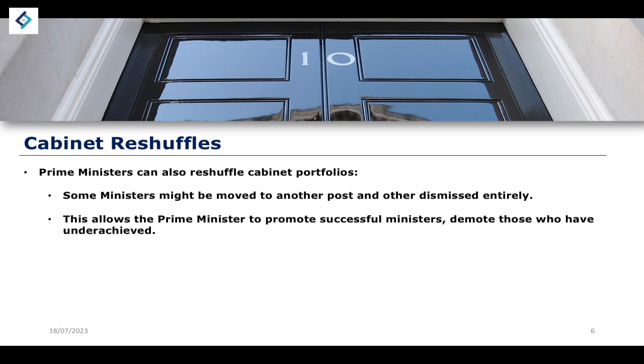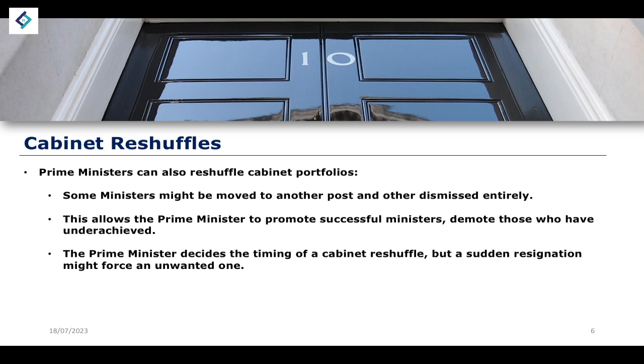So there is something of a hierarchy there, despite the fact that these are all supposedly equals within cabinet, and they just deal with different areas of policy. Cabinet ministers want to get those really important jobs. Chancellor of the Exchequer, being in number 11, is a very important job. Foreign Secretary, Home Secretary, all of these are considered to be more important jobs than some of the lesser roles within cabinet. And so the Prime Minister can utilise reshuffles to promote the successful ministers and put them into the higher, more prestigious offices of state, and then they can demote the people who have underachieved.